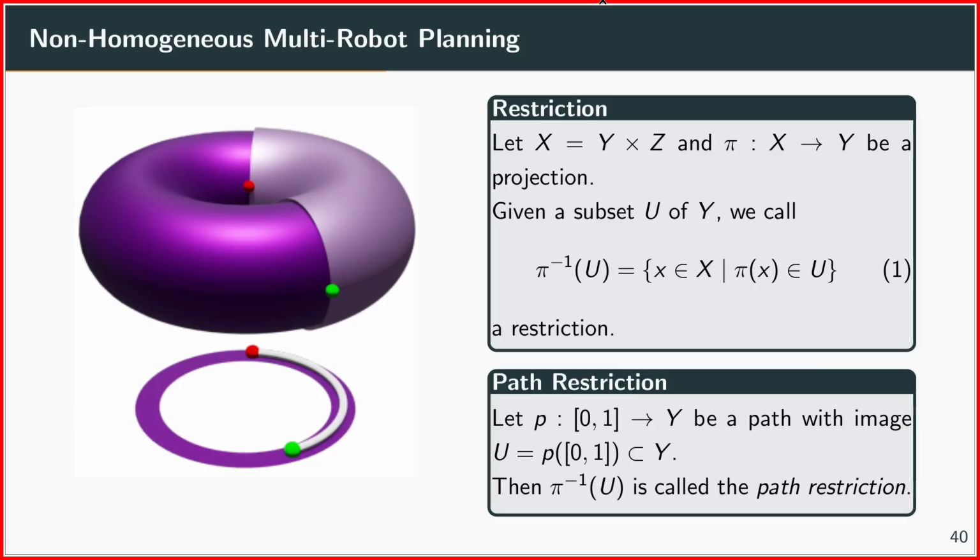And a path restriction is basically a very specific one where you have a path on this lower dimensional space, which we usually call P. And then you compute the image of this path, which is just a subset of your lower dimensional space. And then the inverse of pi of this path is called the path restriction. And yeah, intuitively, this is basically just all the points which, when you project them down, are on this path here. I think this is the main thing which you have to remember about it. And all the constructions here, they are just to make this a bit more formal.